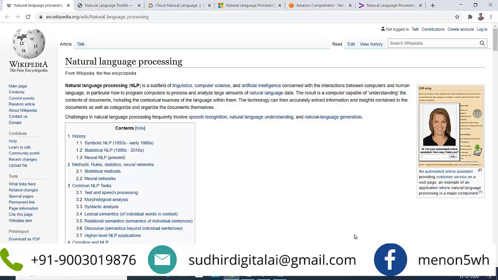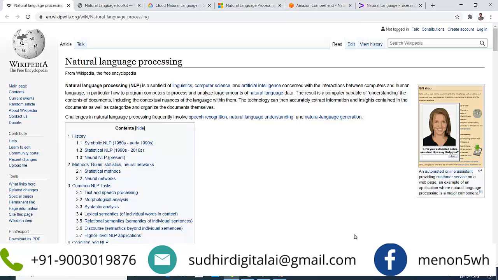What is natural language data? An email, what you're writing, or when you go to social media and type a comment, or you're rating something. So something which is coming naturally out of you. How do you interpret that, read that text, make some meaning, and then process it? Okay, that's tougher. The computer is capable of understanding the contents of a document, including the contextual nuance of the language within them. The technology can accurately extract information and insights contained in the document, as well as categorize and organize the documents themselves.